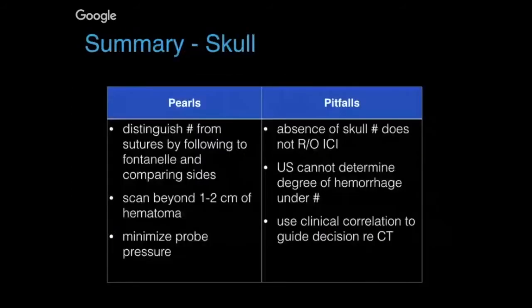So to summarize, for the skull, some pearls would be to remember to distinguish the fracture from the sutures by following through to the fontanelle and comparing sides, scanning beyond 1 to 2 centimeters of the hematoma, and minimizing probe pressure. But some pitfalls of skull fracture scanning are that if it's not there, it doesn't completely rule out intracranial injury. And if you see it there, you can't really tell the degree of the hemorrhage underneath the fracture. So you really need to use your clinical correlation to guide your decision around CTing or not CTing.